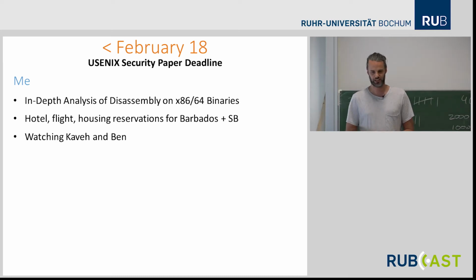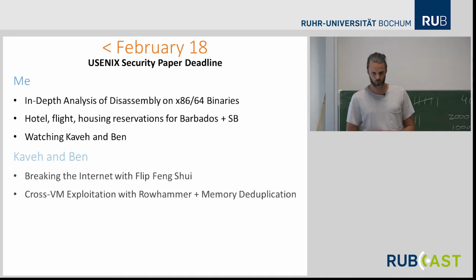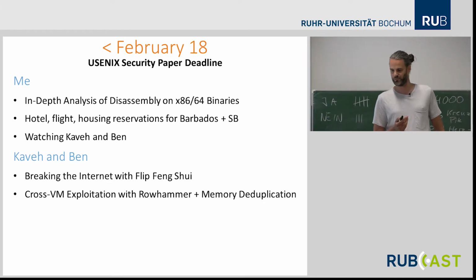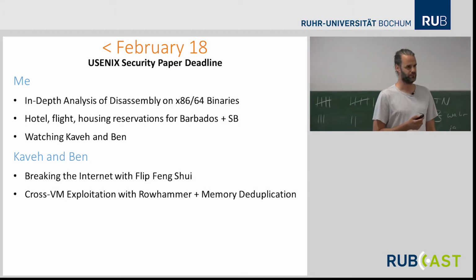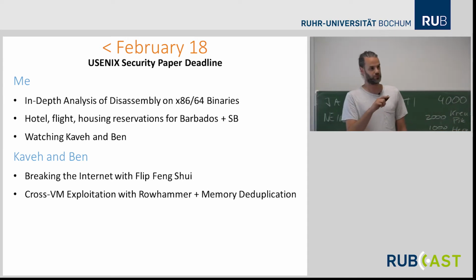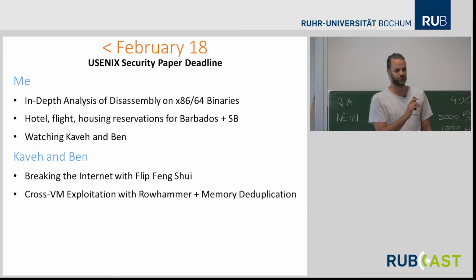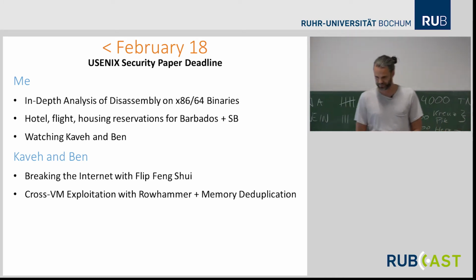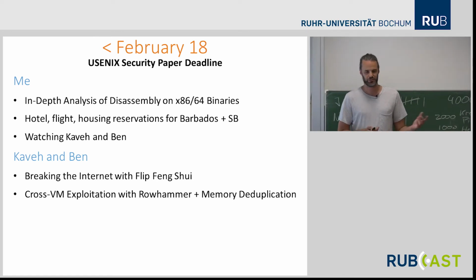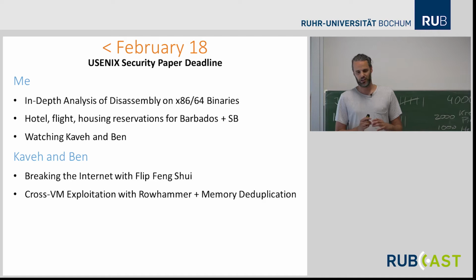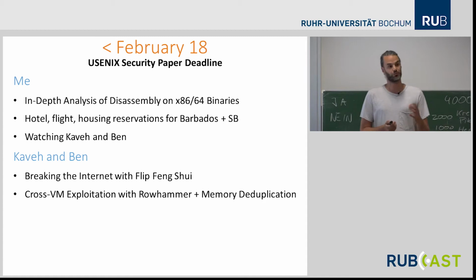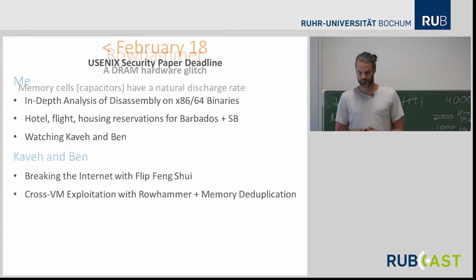Also, during this period, I was sitting there with Cave and Ben, from the picture, working on their paper, which ultimately got published at USENIX, called Flip Feng Shui. I think something like Rowhammer in a needle haystack, whatever. Basically, I was watching Ben and Cave breaking the internet. What they do with their work, I will discuss later in detail. They do cross-VM exploitation, so they break from one VM into another VM using Rowhammer and memory deduplication.